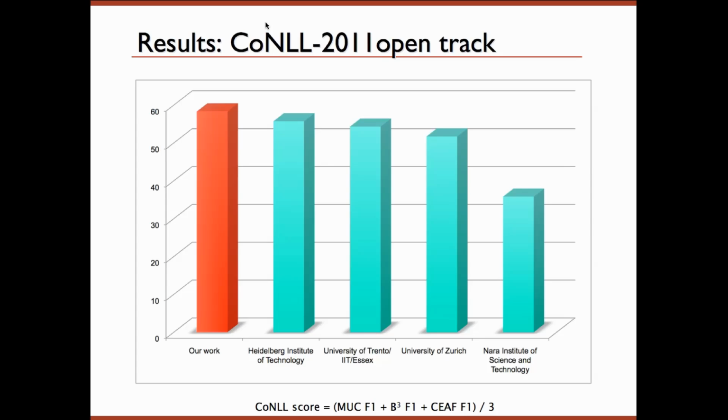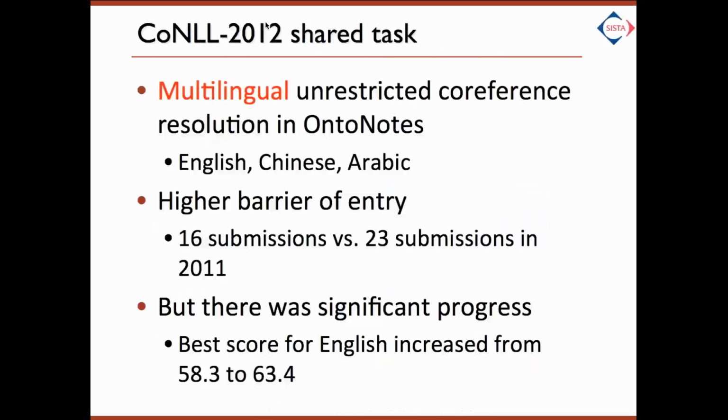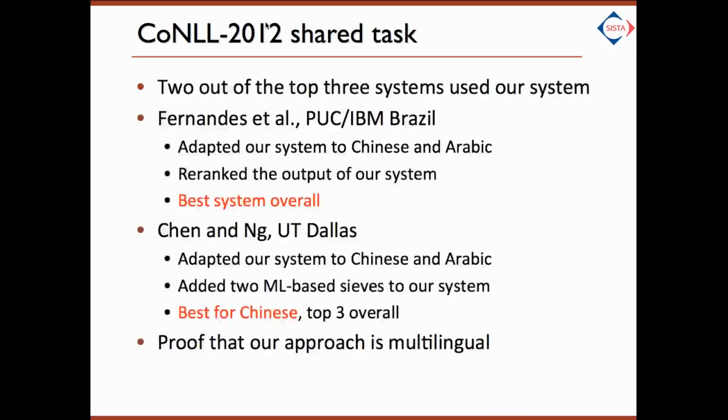In 2012, the task was extended to multilingual coreference resolution. There were 3 languages, English, Chinese, and Arabic. It was a higher barrier of entry, so there were only 16 submissions versus 23. It's much harder to build systems for 3 languages than just for English. But there was significant progress. The performance for English increased from 58 to 63. That's big progress. But 2 out of the top 3 systems use our system.